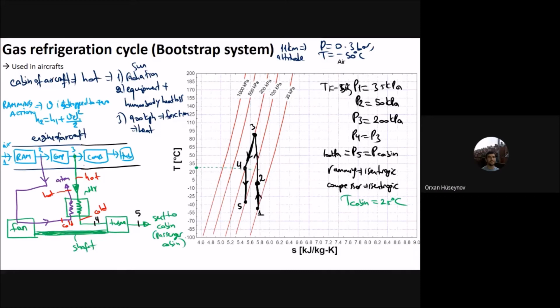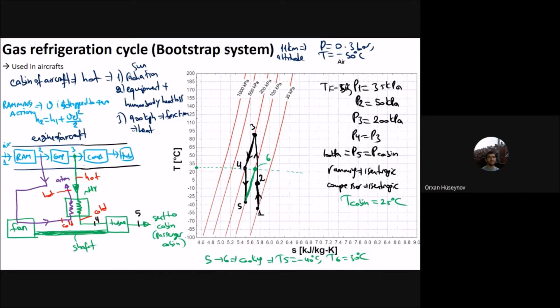So the turbine outlet 5 will be used for the cooling process, and the cooling will happen at constant pressure, and this one will be 6. So 5 to 6 is cooling. T5 is negative 40 and T6 is 30 degrees Celsius. The temperature of the outlet of the turbine increases from 5 to 6.